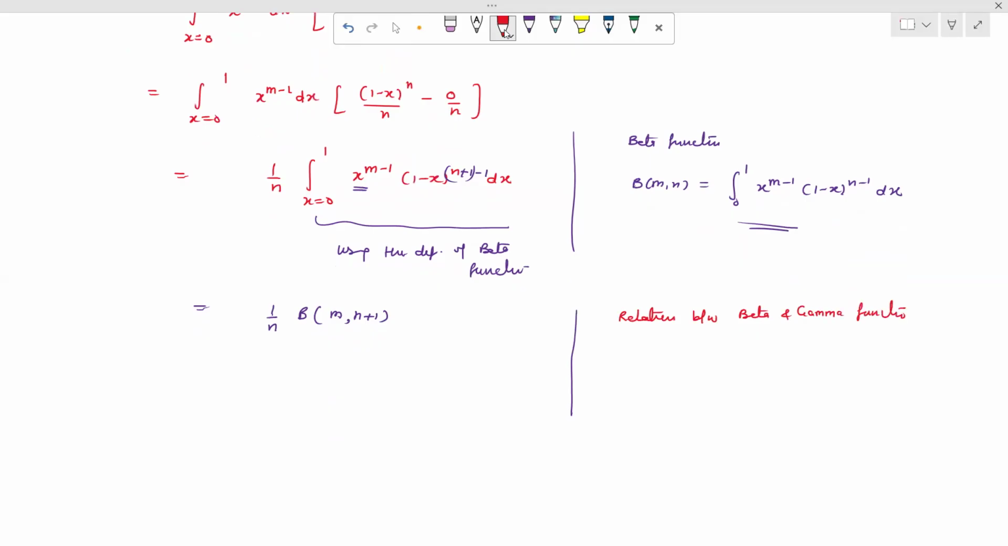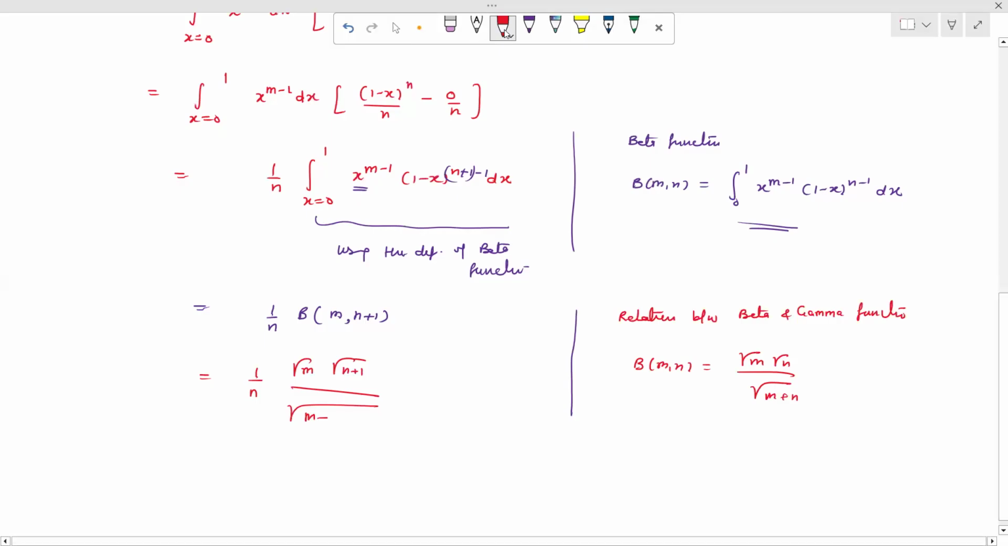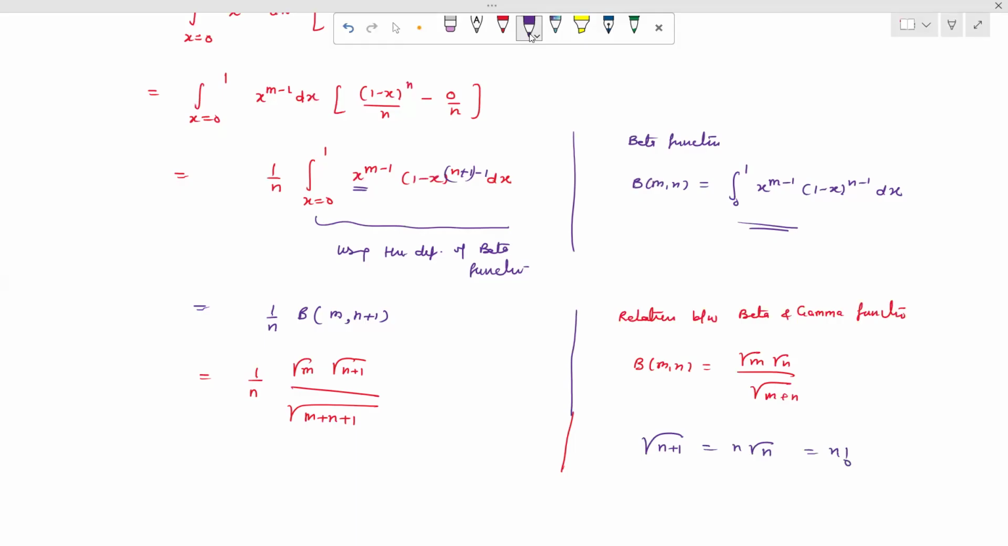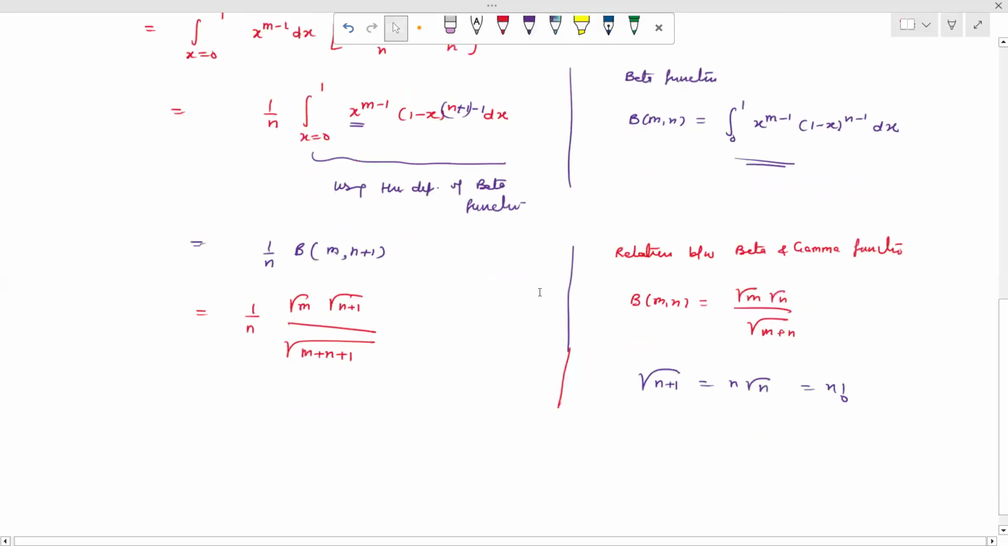So what is the relation between them? The relation between them is beta(m, n) is equal to gamma m gamma n upon gamma (m plus n). So we apply this definition. So 1 upon n of (m, n plus 1) can be written as gamma m, और n के प्लेस पे क्या है, n plus 1. So this will be gamma m gamma (n plus 1) upon gamma (m plus n plus 1). और एक और डेफिनेशन अगेन हम अप्लाई करेंगे. तो रिलेशन बेसिकली क्या है, गामा जो n plus 1 होता है वो किसके इक्वल होता है, n गामा n के, और we can say that the factorial n, but here we use the n gamma n.